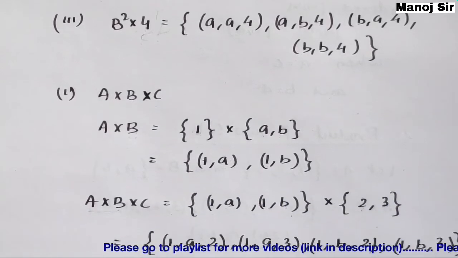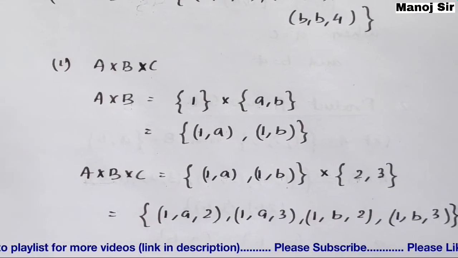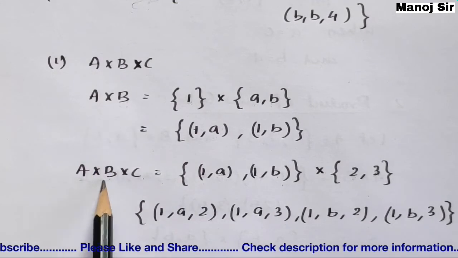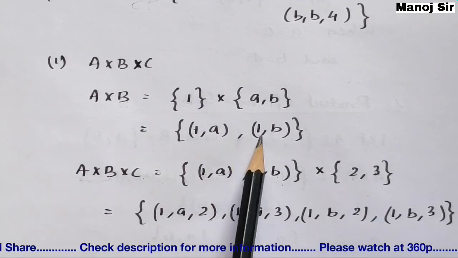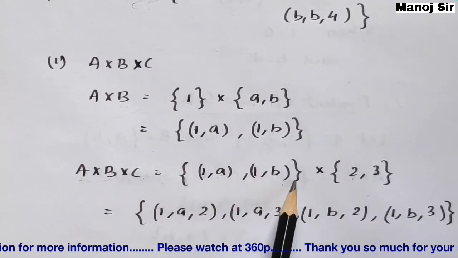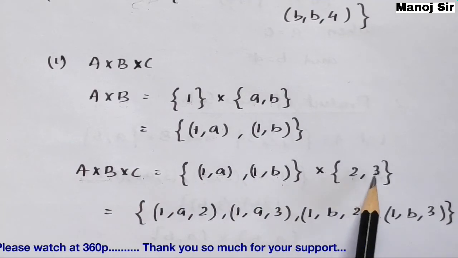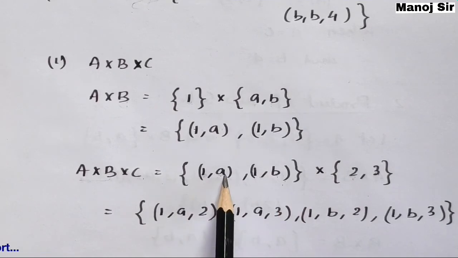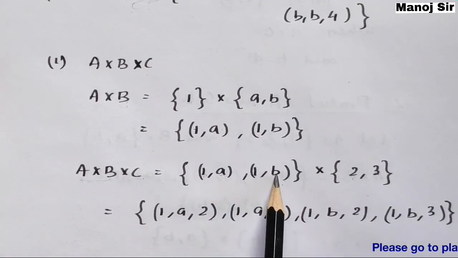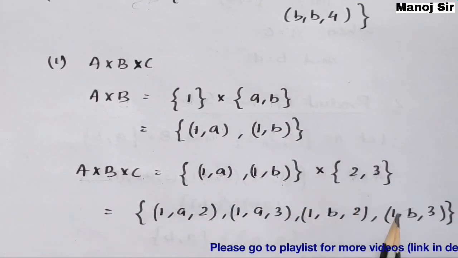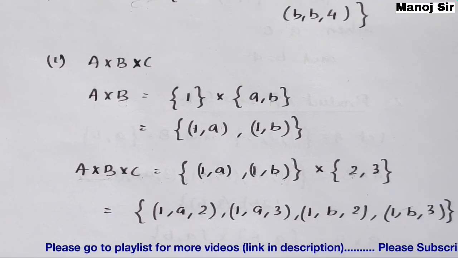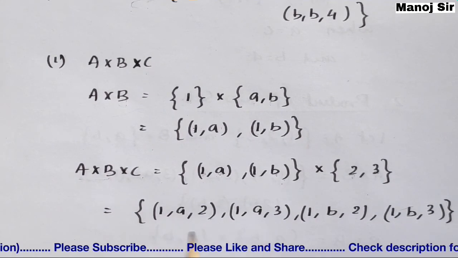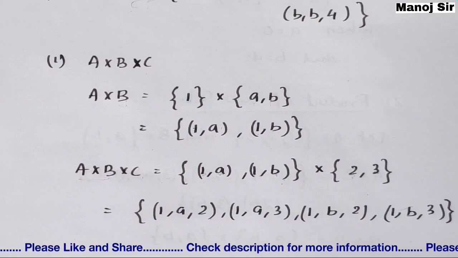Now we will find A into B into C. To find this, we need to multiply A into B with C. A into B is {1 comma a, 1 comma b} within curly brackets. Now again write C, {2, 3}, within curly brackets. Now 1 comma a comma 2, 1 comma a comma 3, 1 comma b comma 2, 1 comma b comma 3. These are the four elements. Again, A into B into C is a set, so we need to enclose this within curly brackets. Thank you so much.